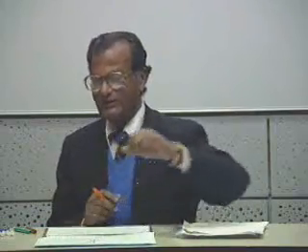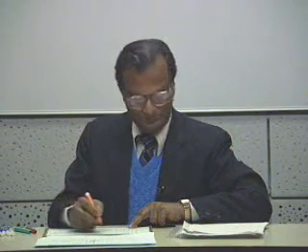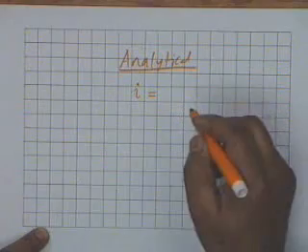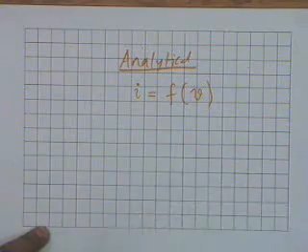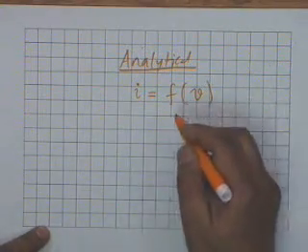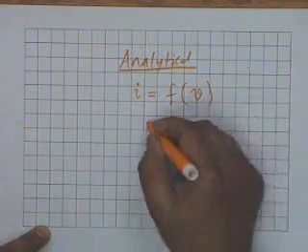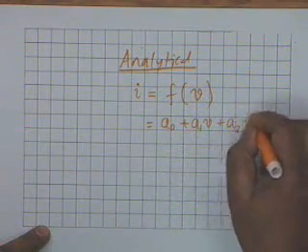Now, besides graphical characterization, we can also have analytical characterization. Suppose we have a nonlinear resistor. The general characteristic of a nonlinear resistor shall be not I equal to V by R, but I equal to some function of V. And you know that such a function can always be expanded into a power series. That is, I can write this as A0 plus A1 V plus A2 V squared and so on.